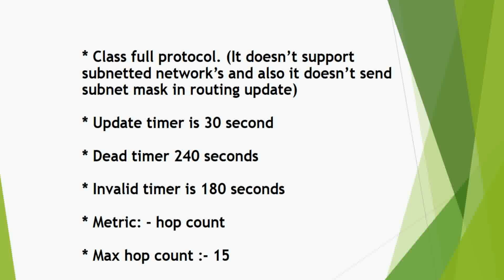The invalid timer does not remove any entry from the routing table; it marks it as invalid for a specific period of time. Flush timer. The flush timer is the time between a route becoming invalid and its removal from the routing table, which is 240 seconds.